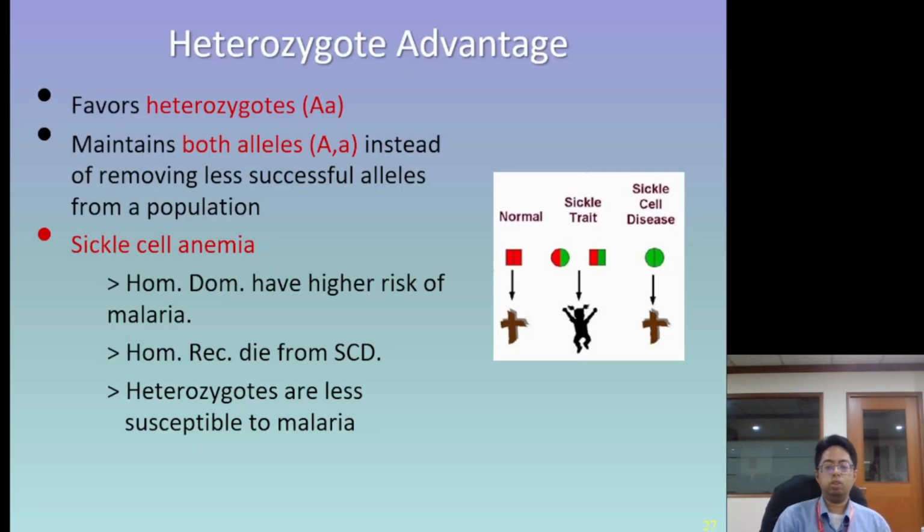Heterozygote advantage. Heterozygote advantage favors heterozygotes, capital A small a. For heterozygote advantage, both A and small a are maintained, but it doesn't actually remove the less favorable allele from the population. For example, the real life case of sickle cell anemia.